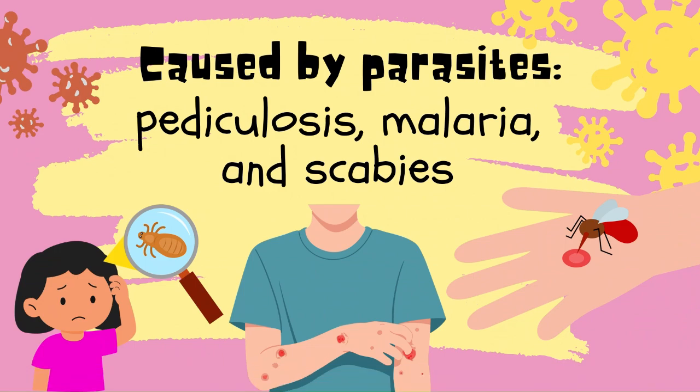Number four, diseases caused by parasites. Parasitic diseases include malaria and scabies. Malaria is spread by mosquito bites and causes chills and fever. They can be prevented by drinking clean water, washing hands, and keeping the environment clean.